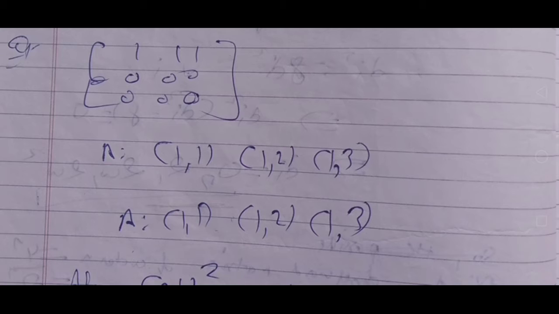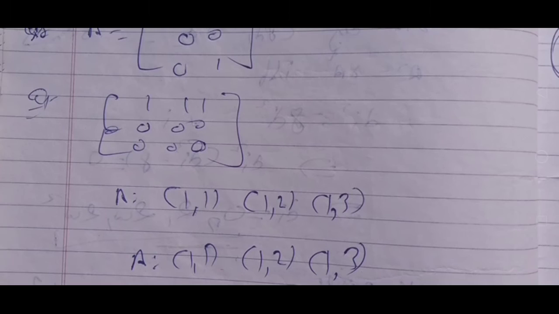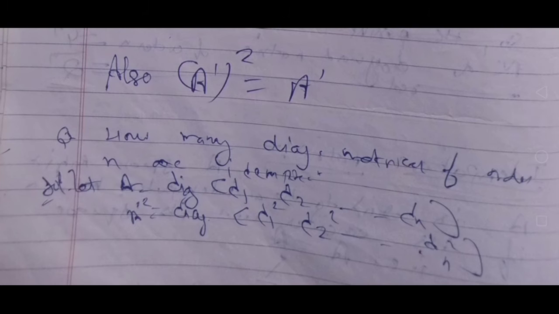So it is a simple trick to know about a matrix that it is idempotent or not. So we have entries in A square on positions 1 1, 1 2, 1 3. Now it says transpose of idempotent matrix is again an idempotent matrix.